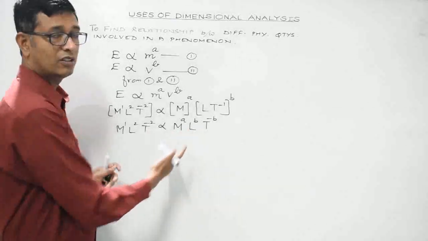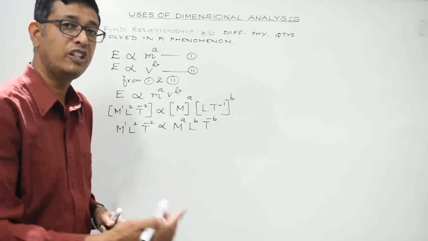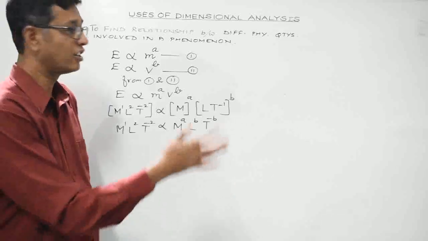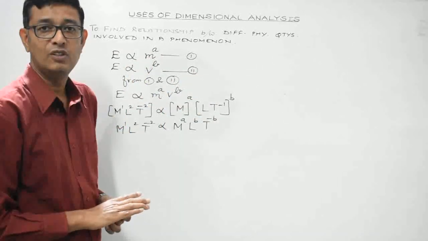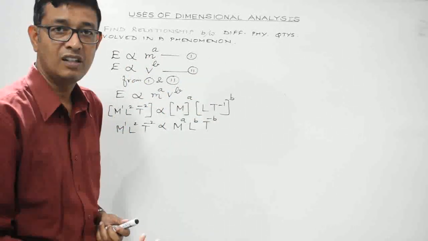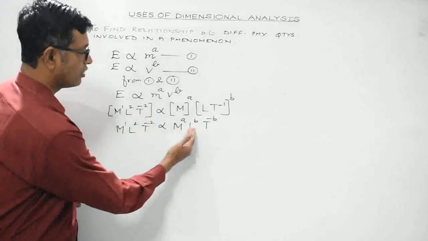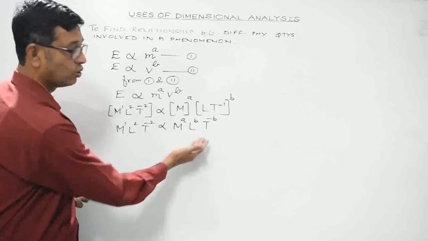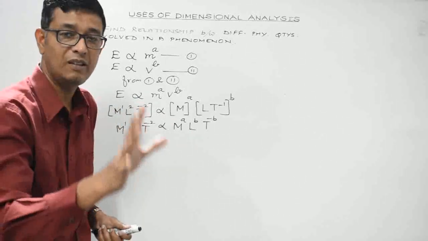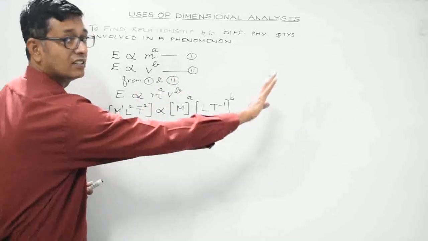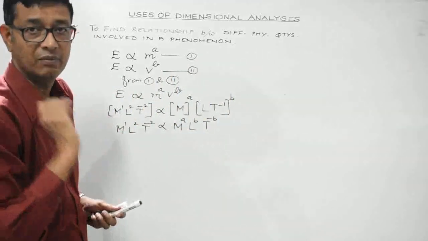Now what to do is we need to apply the principle of homogeneity of dimensions. Obviously we are determining the correct formula or the correct relationship between these physical quantities. So it needs to be dimensionally consistent. And for an equation to be dimensionally consistent, the dimensions of all the terms on both sides must be same. So the dimensions of left hand side and the dimensions of right hand side must be same.